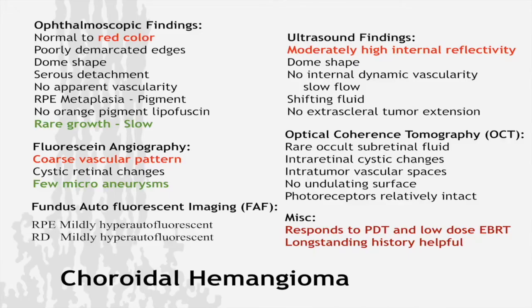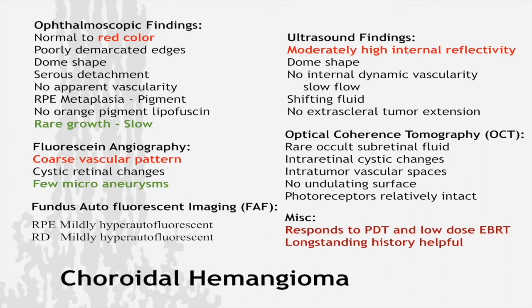So let's move on to choroidal hemangiomas, another relatively common choroidal tumor. So I did the same thing. I sat down and wrote down all the ophthalmoscopic findings, fluorescein findings, autofluorescent findings, and then I picked out the ones that were most unique and the most diagnostic. So in terms of looking in, hemangiomas tend to be red or orange. Not all of them, but most of them are.